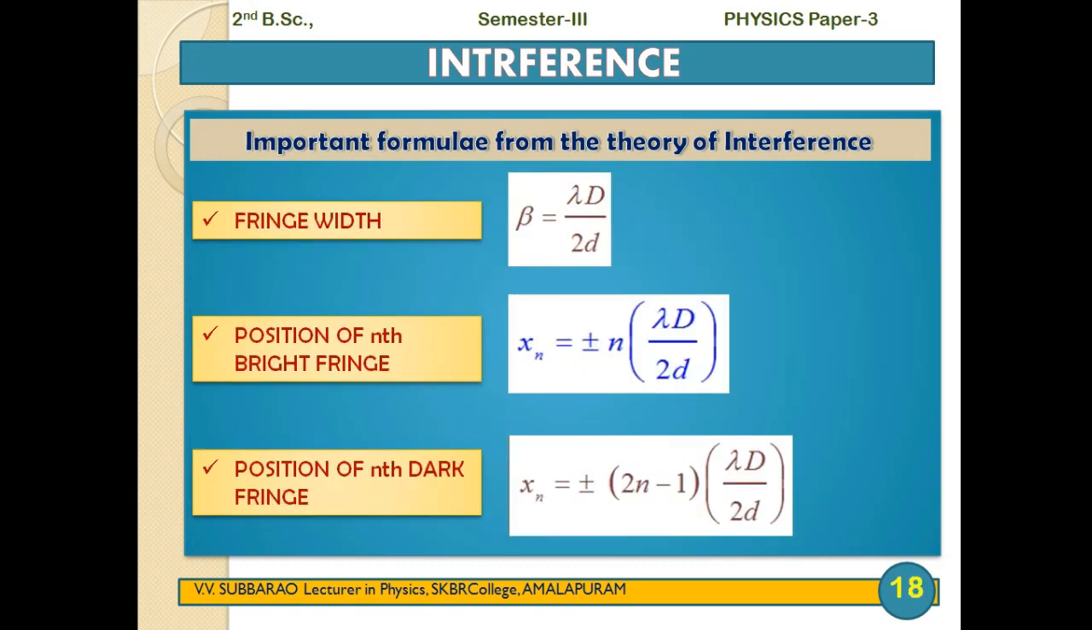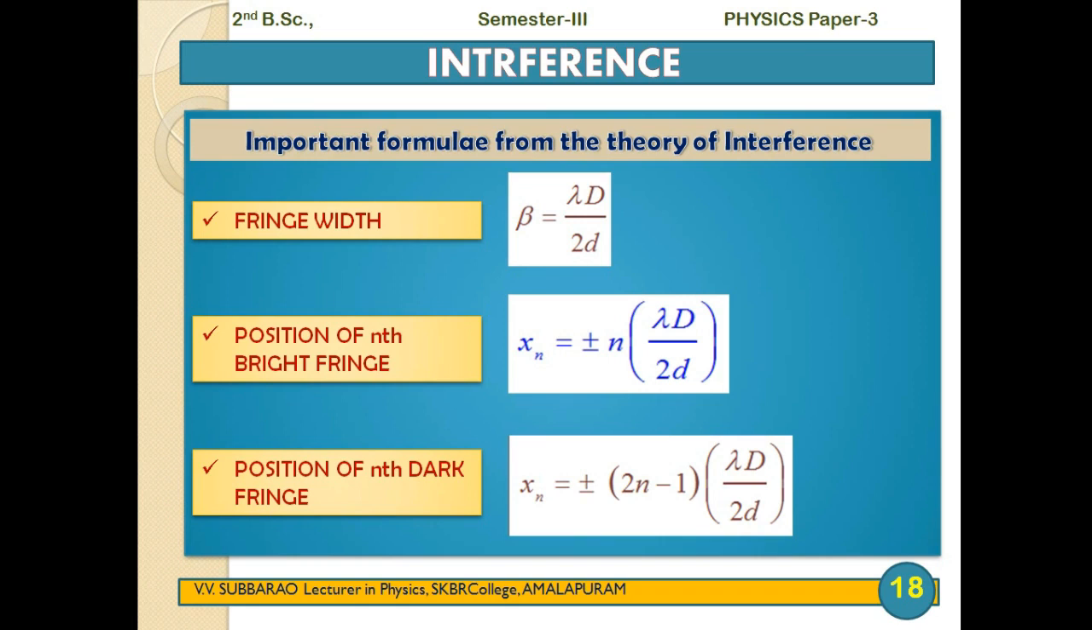We will get different fringes on the screen. The fringe width β is given by λD by 2d. Here λ is the wavelength of light used and D is the distance of the screen from the plane of the coherent sources. 2d is the separation between the two coherent sources.